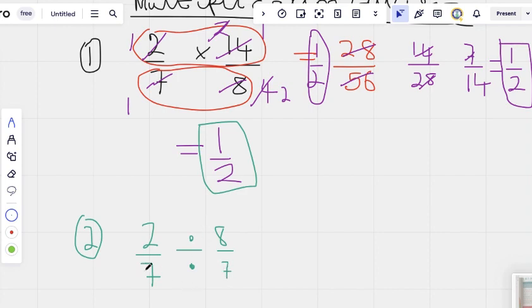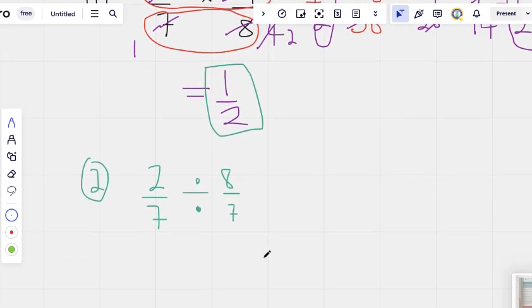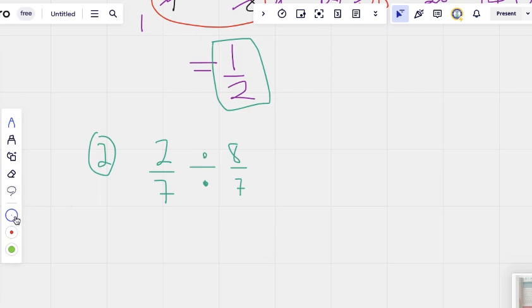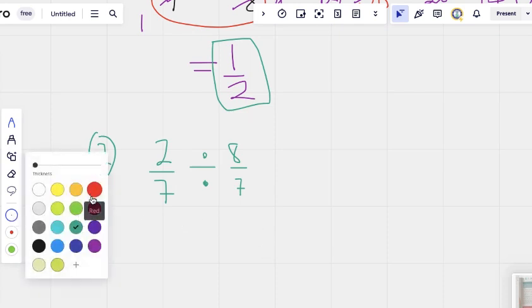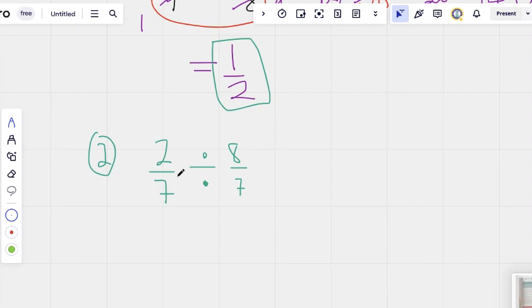If you give you something like this as division, in order for us to do division, what we need to do is to first of all write the first fraction, the fraction on the left, this one, 2/7, write it down. And then we change the division sign. We have to change it to multiplication. And in changing it, you have to flip.